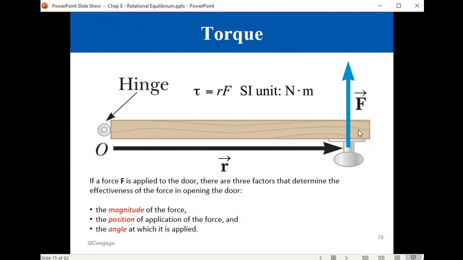If the force was not perpendicular to the lever arm, then we need to apply trigonometry in order to determine the component of the force which is perpendicular to the lever arm. The unit for torque in the SI system is a unit of distance, r is measured in meters, multiplied by a unit of force, F is measured in newtons. So torque is measured in newton meters.